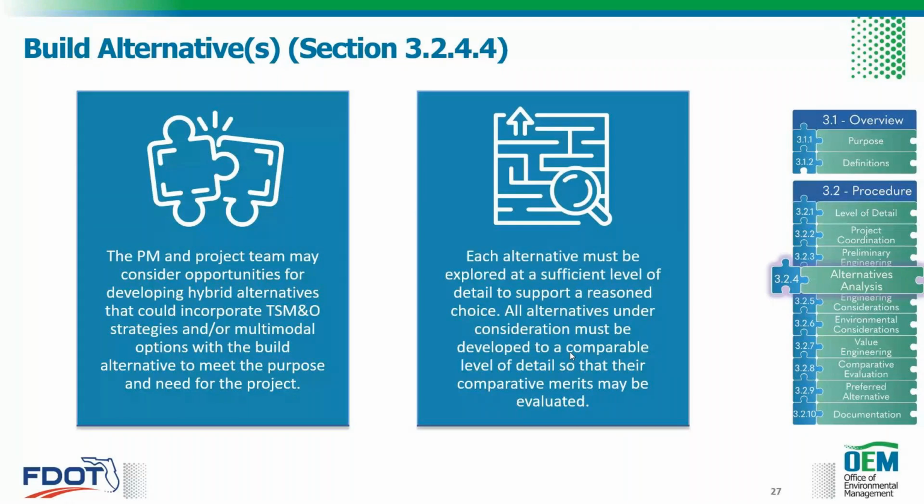Each alternative must be explored at a sufficient level of detail to support a reasoned choice. All alternatives under consideration must be developed to a comparable level of detail so that their comparative merits may be evaluated. This means that you can't pick a favorite early on and just analyze that one to a higher level of detail. If it's a reasonable and feasible alternative and it's carried through the project and not eliminated, they need to be evaluated to the same level of detail or a comparable level of detail.